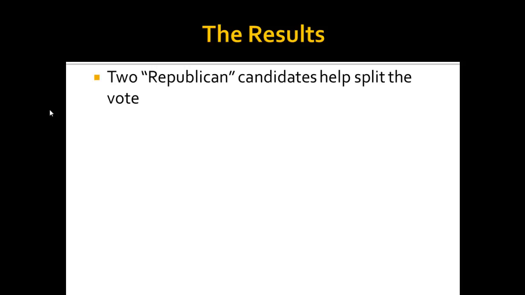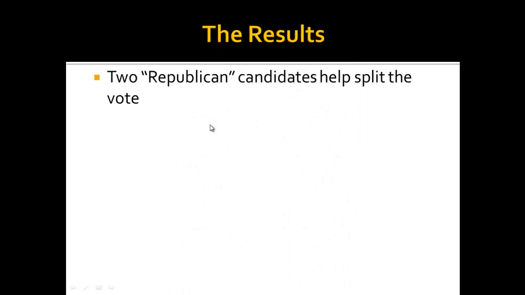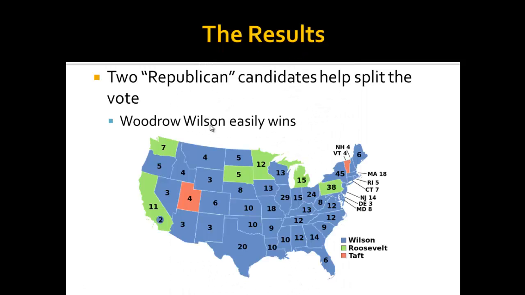So what are the results of the election? Well, 2 Republican candidates helped split the vote. I cannot stress enough, this is so important to note. You have Roosevelt and Taft running against each other, which are essentially 2 Republicans, and they split the vote and take votes away from each other. Therefore, and here's a cartoon, you see the 2 of them fighting with each other. Taft's got a knife and Teddy's got a gun, and they're just brawling. Therefore, Woodrow Wilson wins the election pretty darn easily.